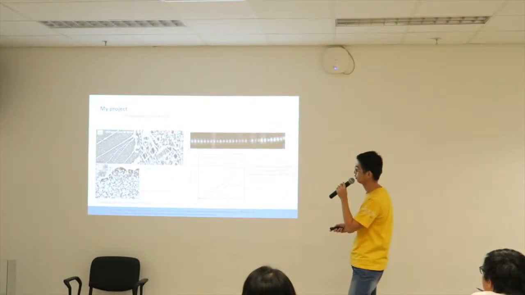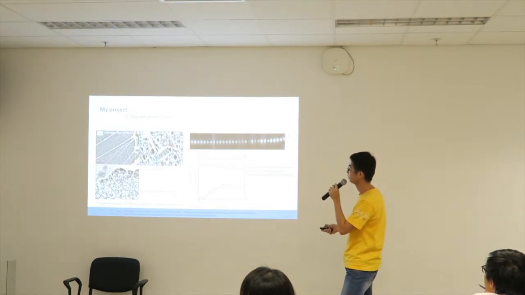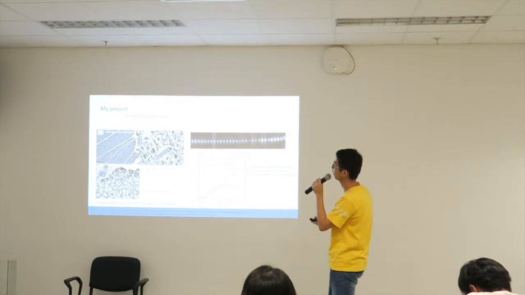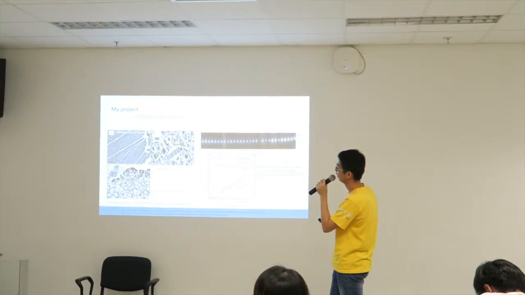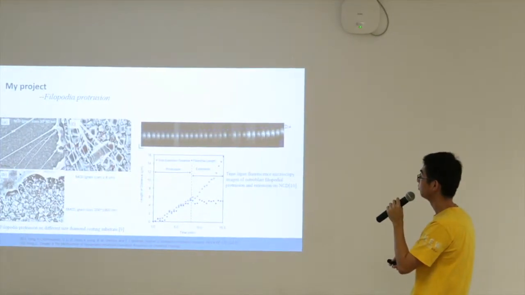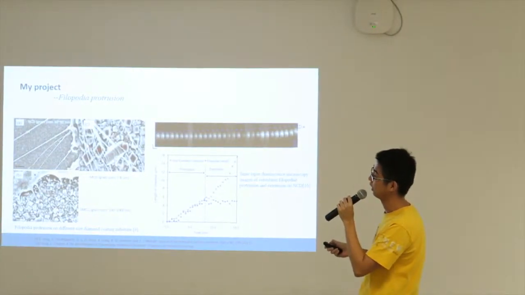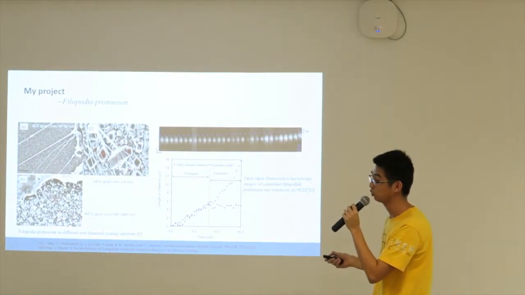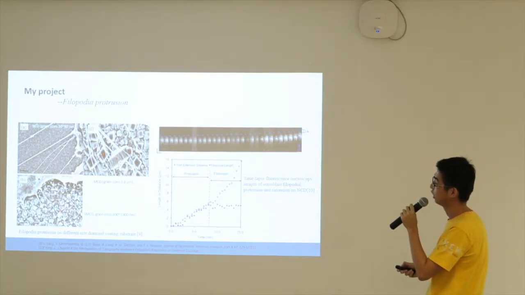My project is on filopodial protrusion, using these two models and other simple models. One of our collaborators manufactures a lot of interesting substrates. Here we use different sizes of diamond coating. If we use very small diamond coating, the surface is very smooth. The large-size coating is very rough. We put the cell on the surface and let it grow, and we can see a lot of filopodia growing on it.